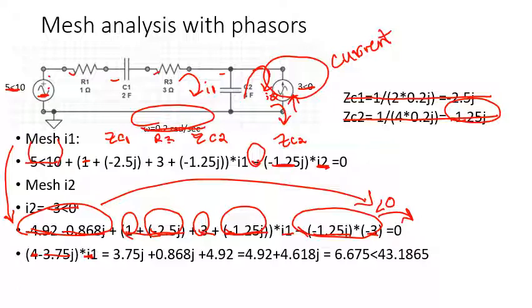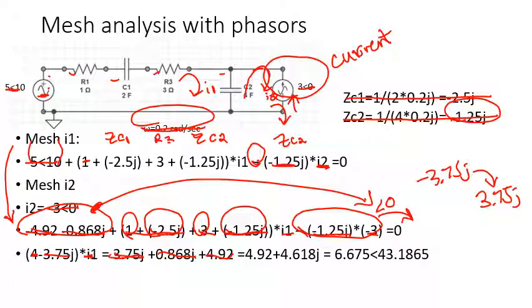That was negative times -1.25J times -3. Whole bunch of negative signs there. That really got me -3.75J. Move to the other side gets me positive 3.75J. Be very careful with your signs. That's what I get there for that term. Then when I move this term over, I get positive 0.868J, positive 4.92.